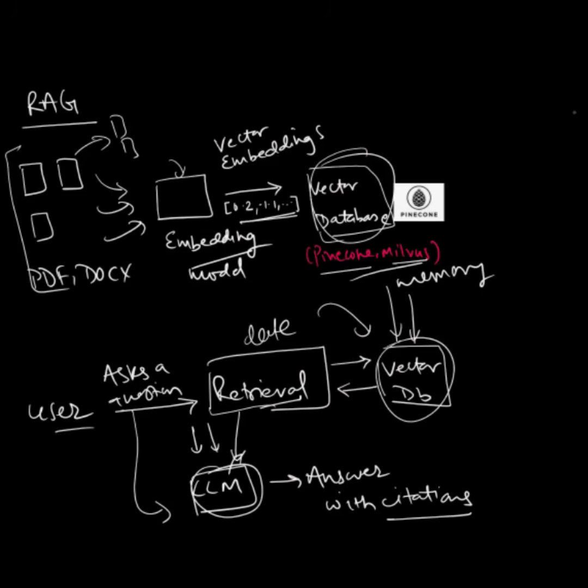That is, the whole system does not suffer from hallucinations, and it can give you factually correct information along with the citations. So that is how the RAG system works.